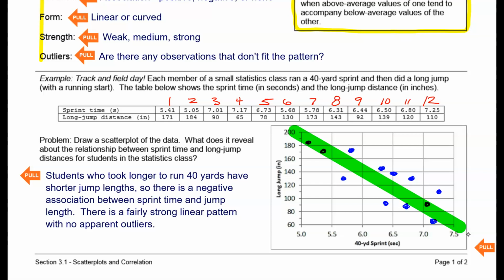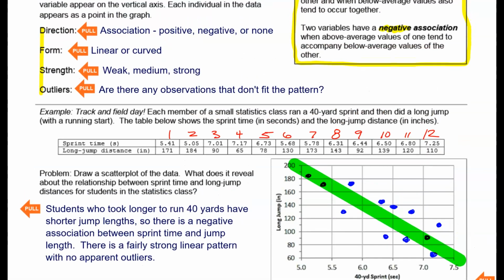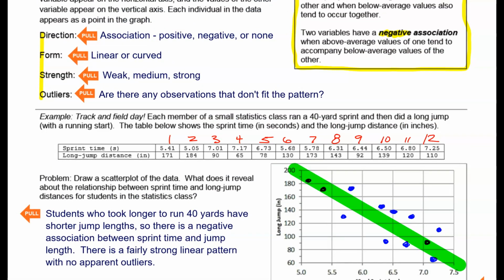So I just want to make sure we check back to look at the description of a scatter plot: direction, form, strength, and outliers. I want to make sure that I've captured all of those. So do I have direction? Yes. Negative association. Do I have form? Yeah, I said it's linear. Do I have strength? I said it's fairly strong. And did I address outliers?